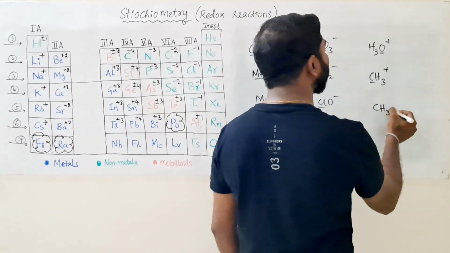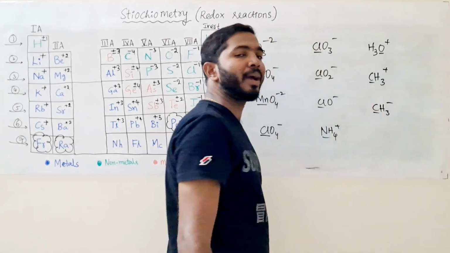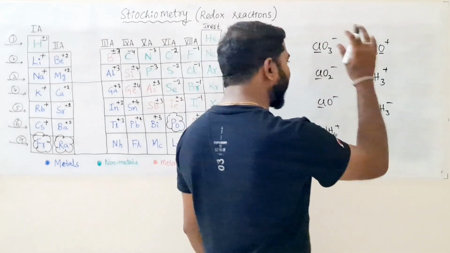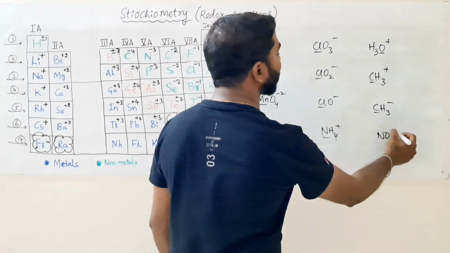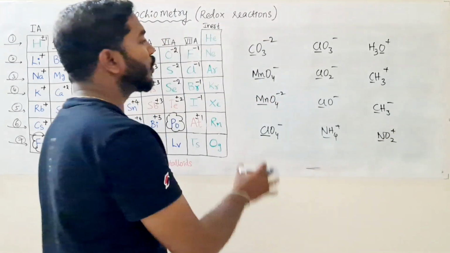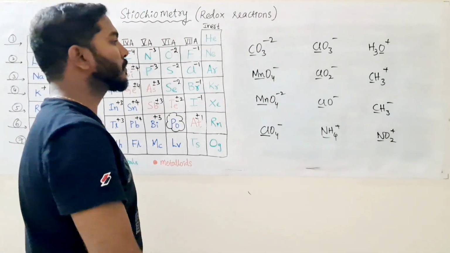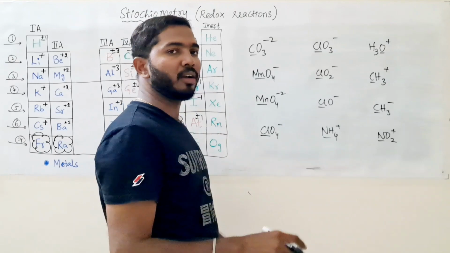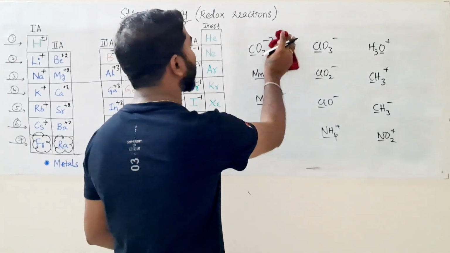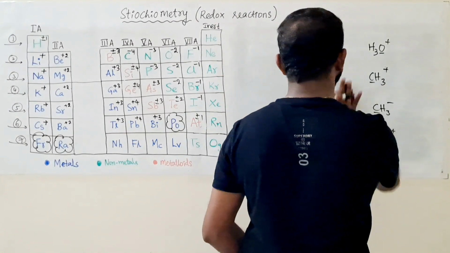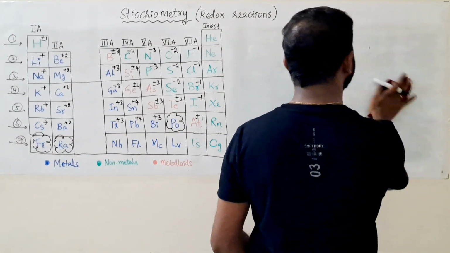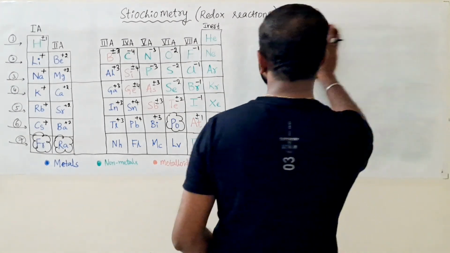And then we have methyl carbanion, CH3 minus. Try to find out the oxidation numbers for all these underlined elements. You try to pause the video and write down those examples. And now let me give you some different types of examples. These are the common examples which you should be able to do.